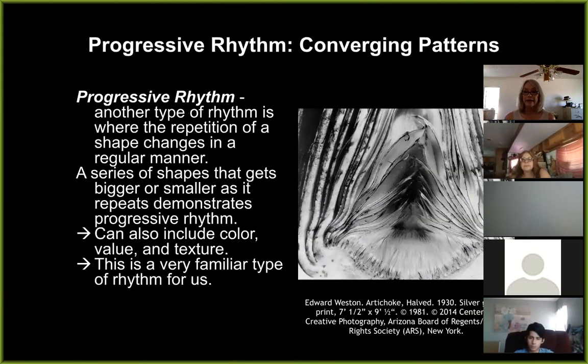We're also very intuitively familiar with progressive rhythm, which are converging patterns. We see it a lot in nature also, anything from a nautilus shell to lots of different plants. This is a type of rhythm where the repetition of a shape changes in a very regular manner. You can see that in Edward Weston's photograph of half of an artichoke. Those shapes are changing, but it's almost predictable and regular. It can also include color, value, and texture.